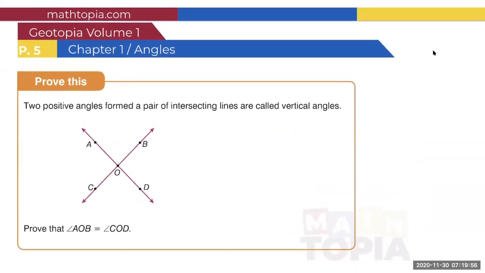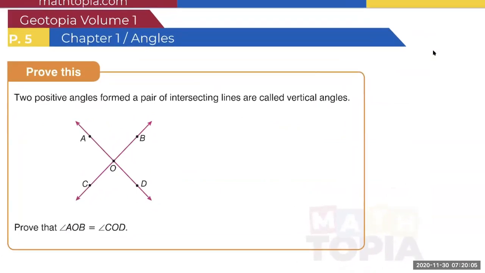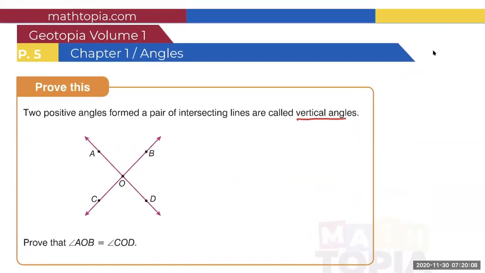So the next problem, page 5, side problem, is asking something about vertical angles. Vertical angles means, if we have, let's say, alpha 1, alpha 2, and alpha 3, then alpha 1 and alpha 3 are vertical angles. Now we are going to understand why alpha 1 equals alpha 3, angles AOB and COD.